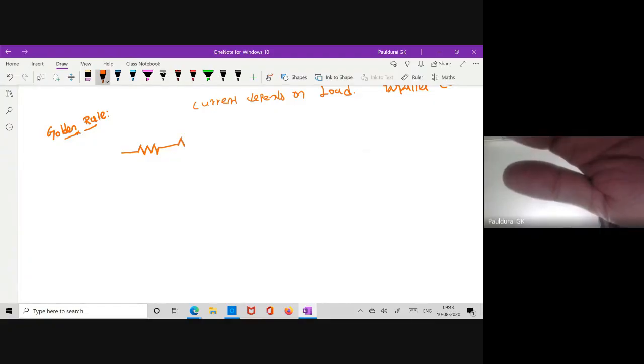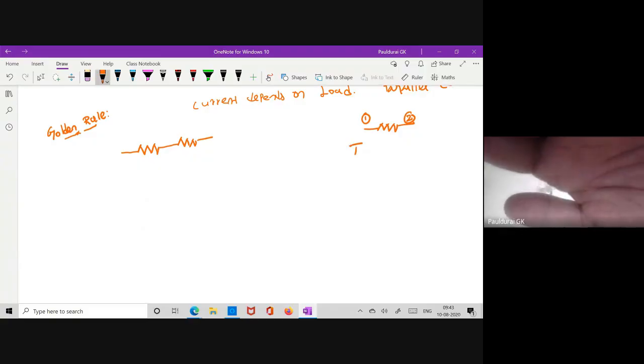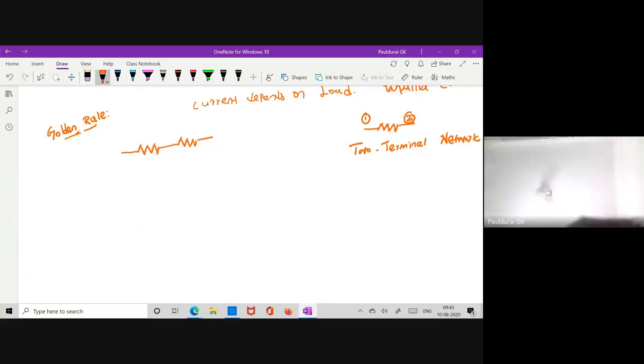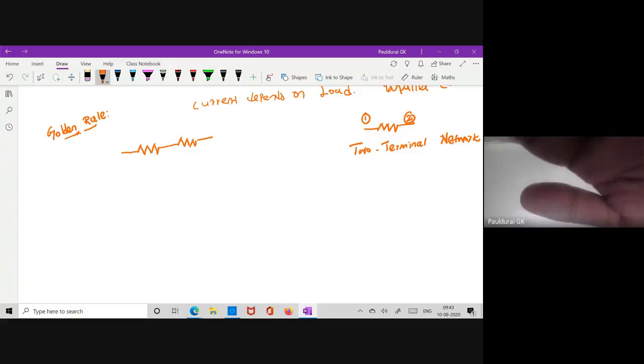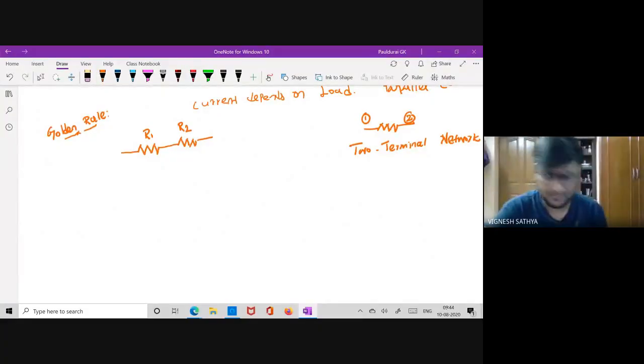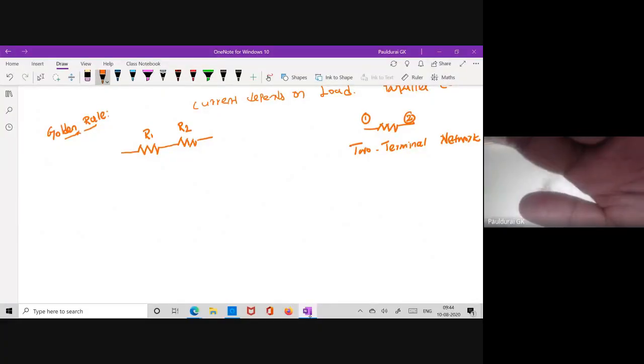So the golden rule for series connection: actually, what is a resistance? It is a 2-terminal network, right? Terminal 1, terminal 2. Resistance is a 2-terminal network, or 2-terminal device or component, whatever it may be. So take R1, this is R2. This is series connection, right? Guys, are you with me? Yes, sir. So you know what is parallel, right?